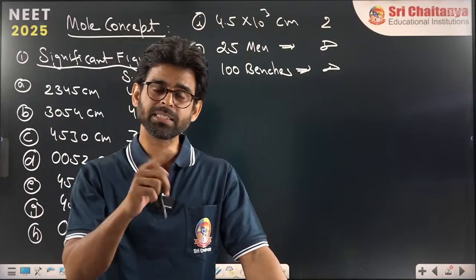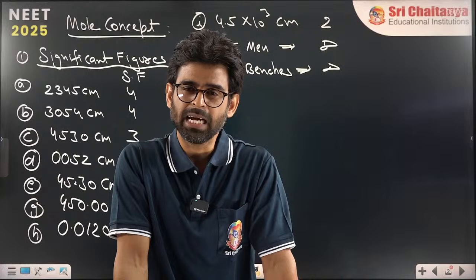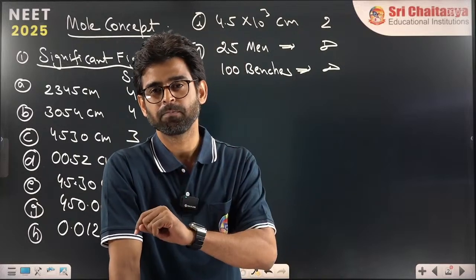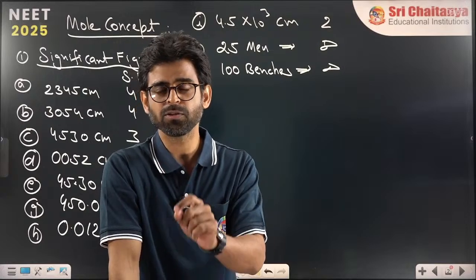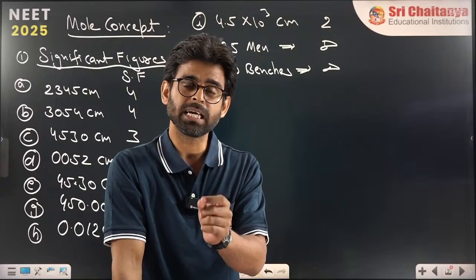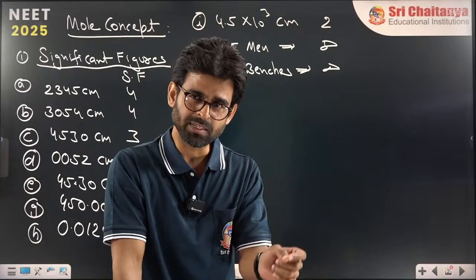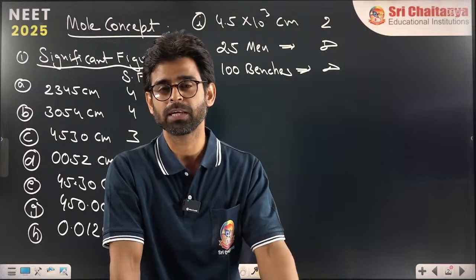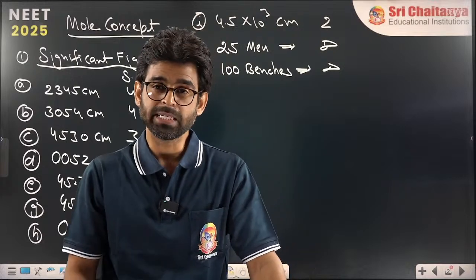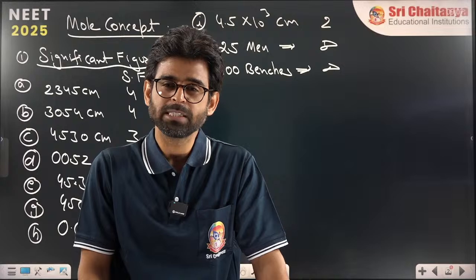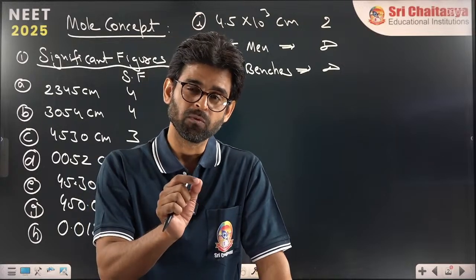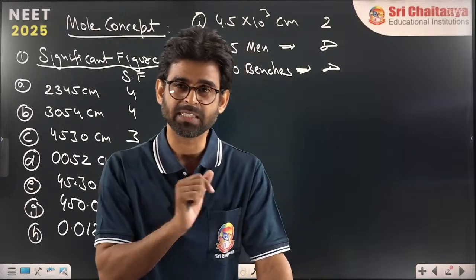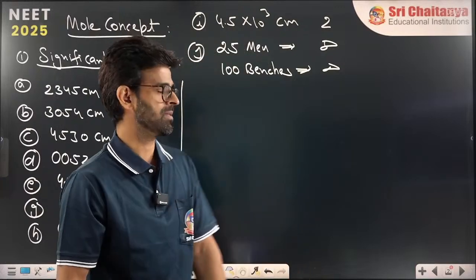Whereas in multiplication and division, in that case you have to count total significant figures. So in multiplication and division, your final answer must have the minimum significant figures which are present among all the given numbers you are multiplying or dividing. So in addition and subtraction, what is important? Decimal places. Whereas in multiplication and division, total significant figures are important, right? So be careful about that.